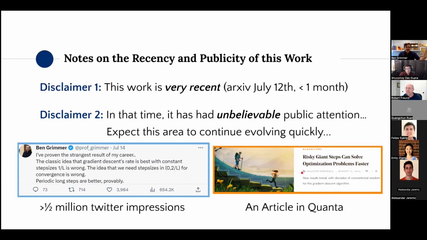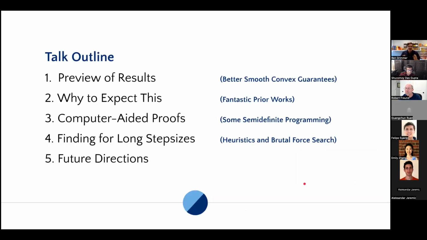Okay, disclaimers out of the way. The overall outline for what I want to talk about today. First, I'm going to preview the results, so I'll give you the good stuff up front. We're going to get better smooth convex optimization guarantees. Then we'll go back in time and I'll justify why we should expect this, because I don't think these results come out of nowhere. There's really prior work that leads down this path quite well.